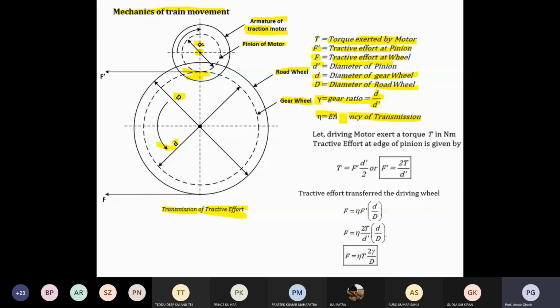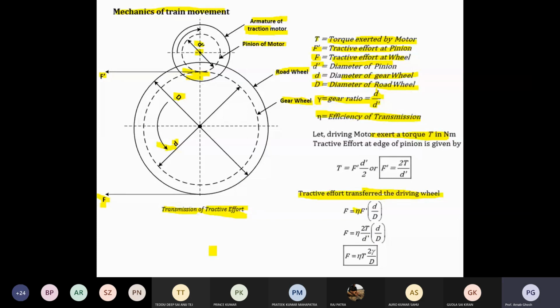So if you take F dash, now you have to find the value of F, okay. So the expression is directly related to your efficiency and the gear ratio, okay. The gear ratio totally depends upon the ratio of the diameters, okay, ratio of the diameter.